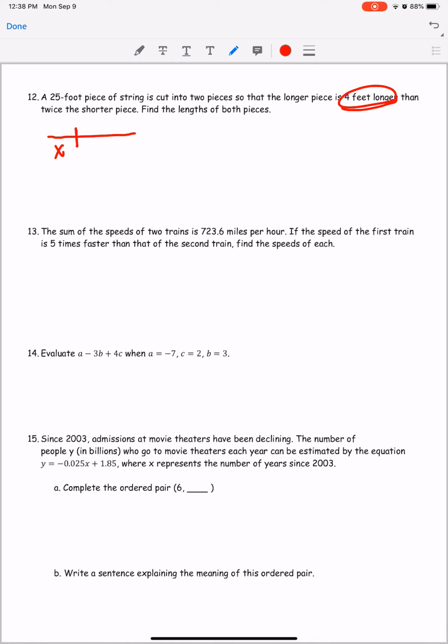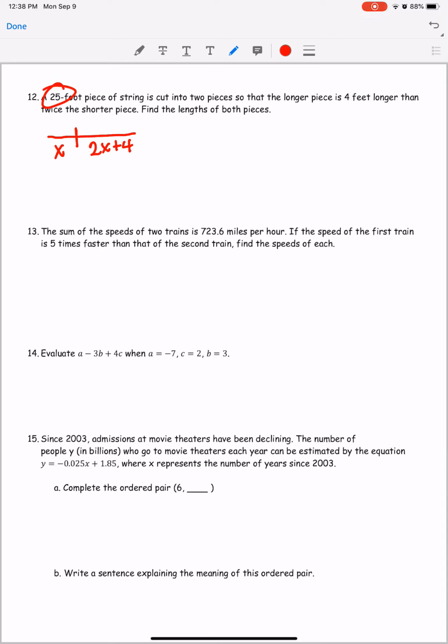But if it's 4 feet longer, that plus 4 technically goes over here. It's 4 feet longer than twice the shorter piece. So I need 2 of my x's. So it's 2x plus 4. If you do this as 4 plus 2x, because of this plus sign here, this will work out. So, find the length of both pieces.